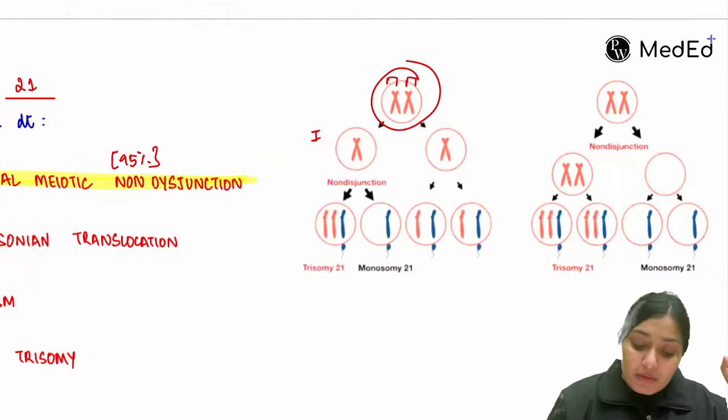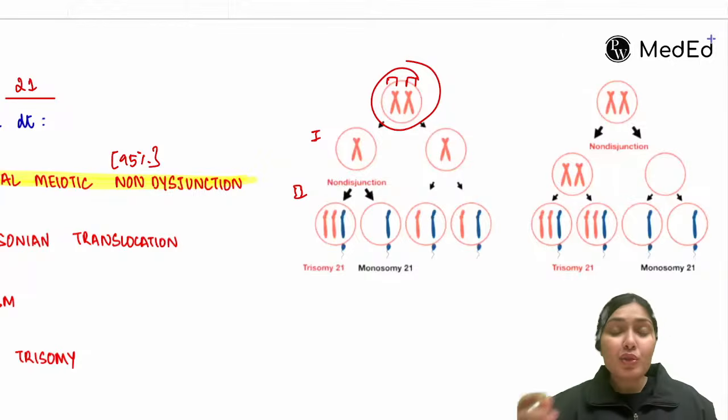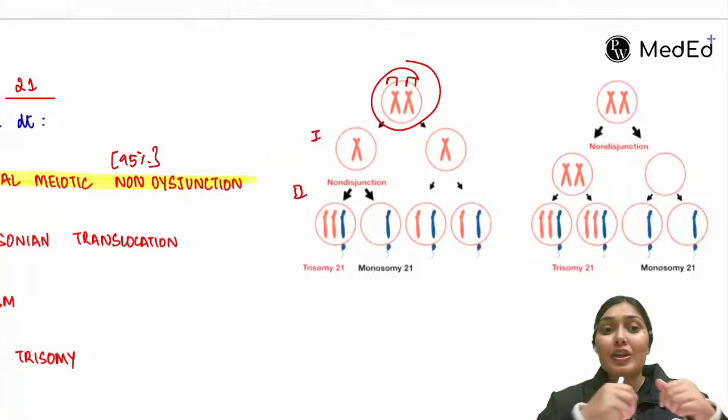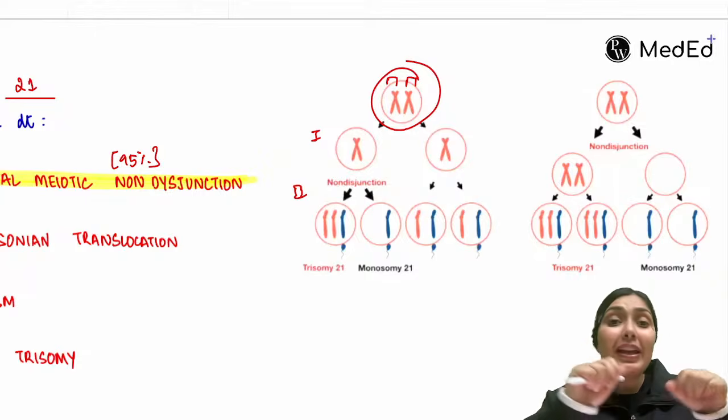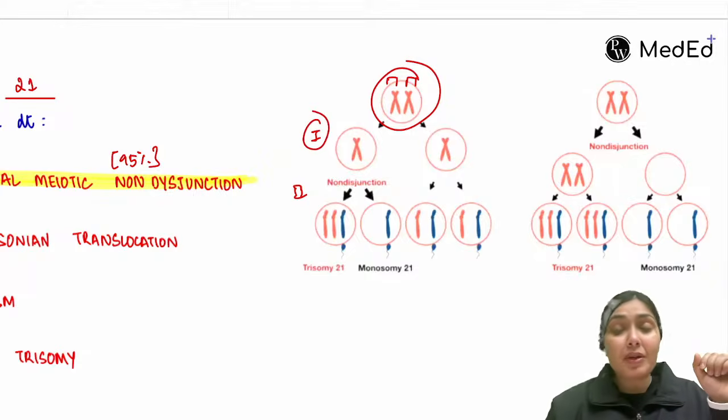What happens in meiosis 2? Now the sister chromatids need to separate, right? So that each of the gametes has n. This separation is known as disjunction. But if there is non-disjunction, that means they fail to separate, what will happen? This failure of separation can happen in meiosis 1 also, in meiosis 2 also.